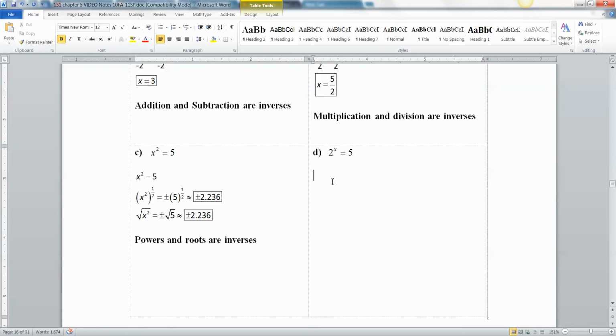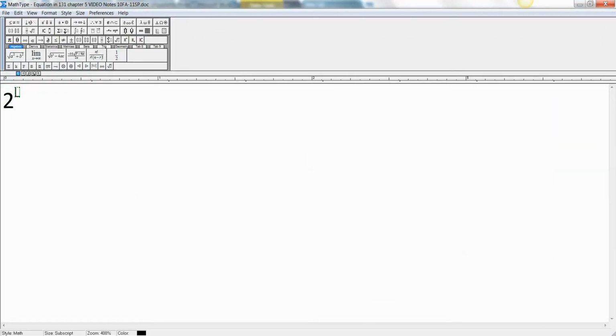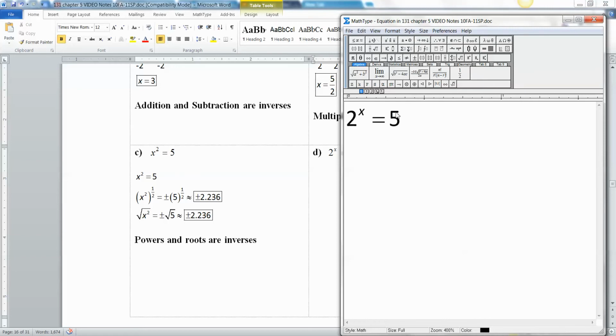Now that's different than 2 to the x, and that's what I wanted to show you. With 2 to the x, you can't do what we just did. You can't do the root because you don't know what root it would be, because your variable is your exponent. So you need a way to get this variable out of there. You ready for it? You take the log of both sides.